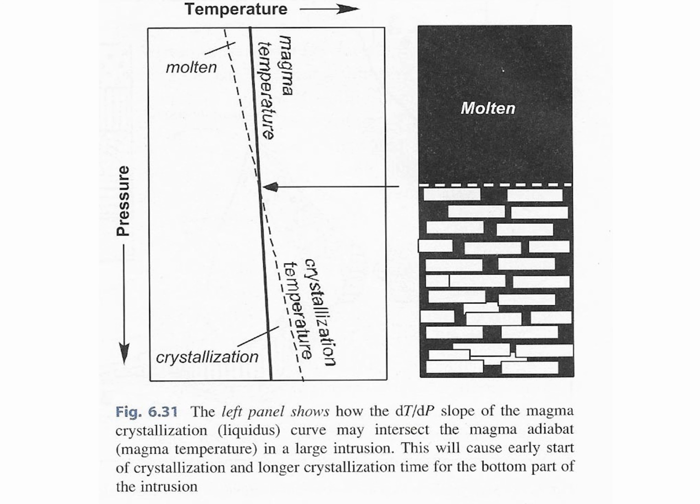So here we have another temperature pressure diagram, from crystal mush here at the bottom, and from a molten rock above. The left panel shows the delta T over delta P slope of the magma crystallization liquidus curve may intersect the magma adiabat, the magma temperature in a large intrusion. This will cause early start of crystallization and longer crystallization for the bottom part of the intrusion.